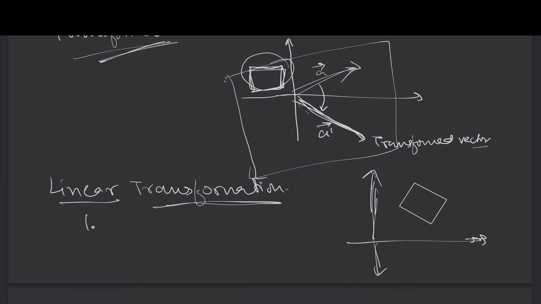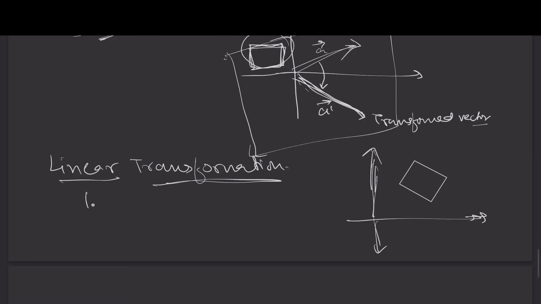Whatever transformation we are applying, it cannot become a curve like this. It must remain a line, whether we are rotating it or doing anything else. So lines must remain lines.